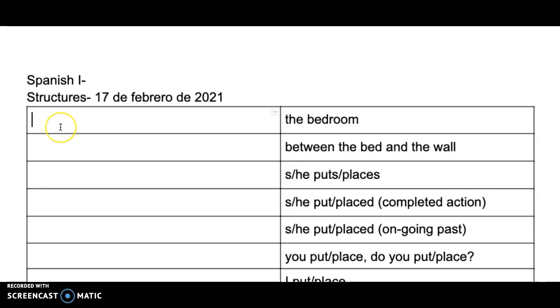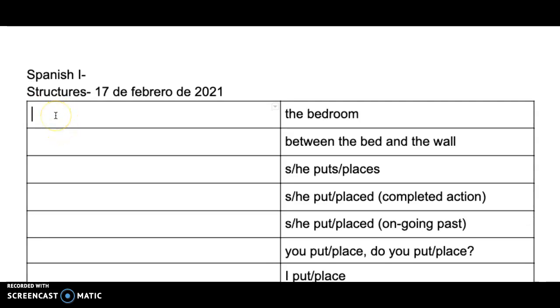Okay, so our first structure for el 17 de febrero de 2021 is el dormitorio. Okay, and that means the bedroom. So see the word dorm in there. The Spanish word to sleep is dormir, so that makes sense. So the word again is el dormitorio.